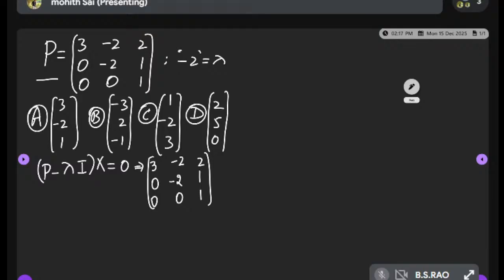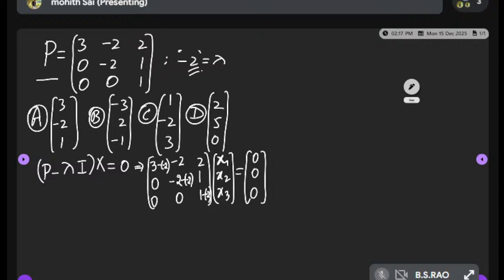This minus lambda. Lambda is minus 1. 3 minus of minus 2. And this is minus 2 of minus 2. And 1 minus of minus 2. Into x, that is x1, x2, x3, is equal to 0, 0, 0.